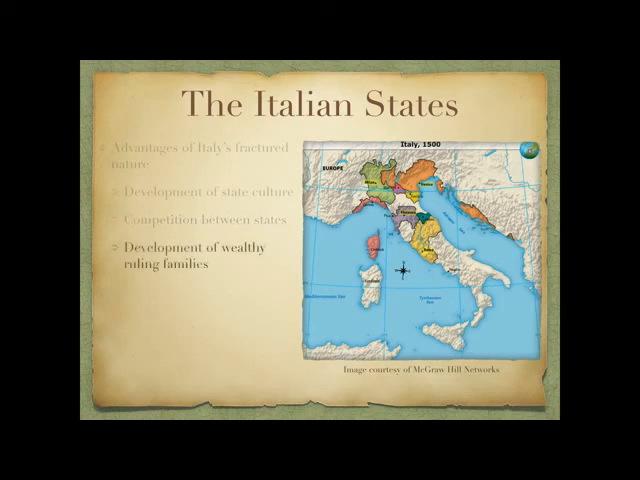The third strength, and one that goes hand in hand with the last one, is that multiple states means multiple rulers. Multiple rulers meant a number of wealthy ruling families developing. While wealth certainly wasn't divided equally in Italy, wealth wasn't divided equally anywhere in Europe at this point in time, there were at least multiple families that were capable of funding or patronizing different cultural developments, be they artistic, scientific, or eventually in the world of exploration.